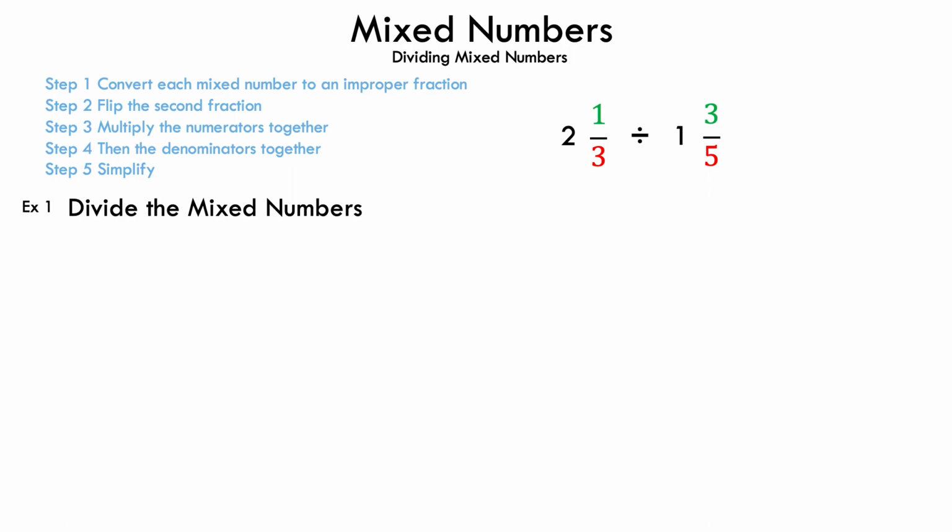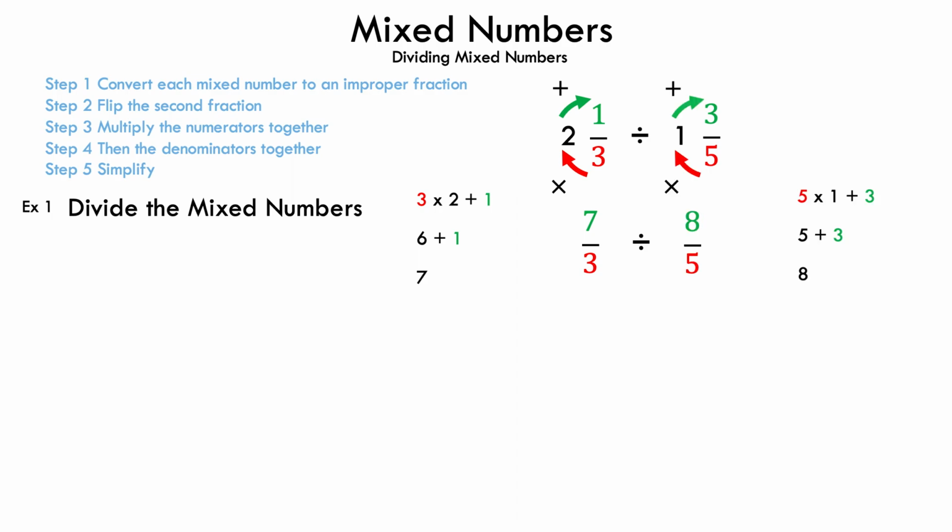So the first step is to convert each mixed number to an improper fraction. In order to do that, we need to multiply the denominator and the whole number and add the numerator. And in this case, it is 3 times 2 plus 1. That gives us 7. We keep the same denominator, which is 3. So our improper fraction is 7/3. We do the same process to the second mixed number, and we get 8/5.